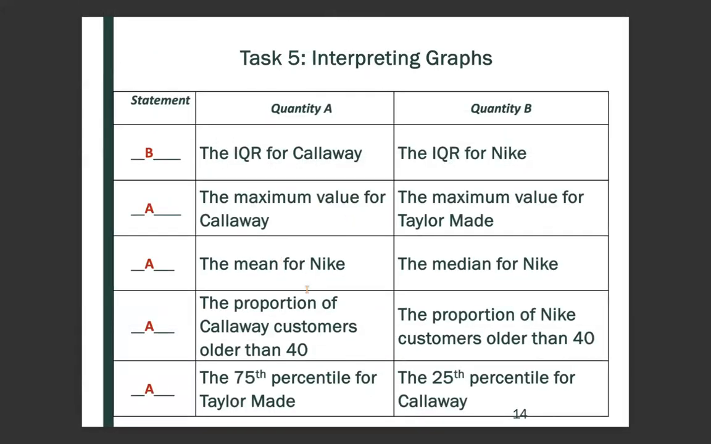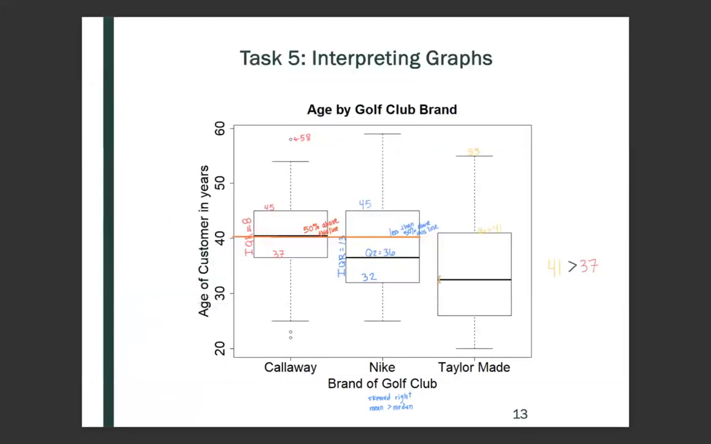Now we're comparing the mean for Nike versus the median for Nike. So Nike is this center box plot. Here, this thick black line is the median, which is Q2. That is approximately equal to 36. And now we want to compare this value to the mean.